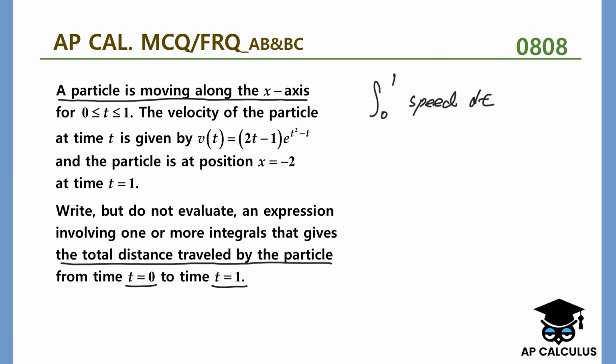That's our formula. So that is equal to the integral from 0 to 1. Well, speed of the particle is the absolute value of the velocity in a line, right? So the absolute value of this velocity, which is (2t minus 1) times e to the (t squared minus t) dt, right? That's our integral expression for the total distance traveled by the particle.